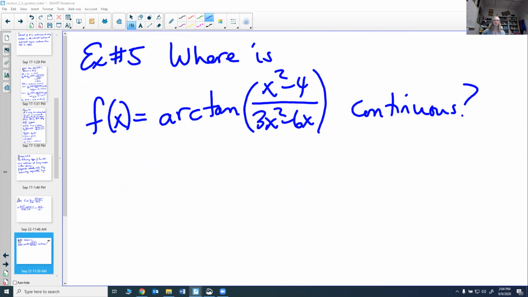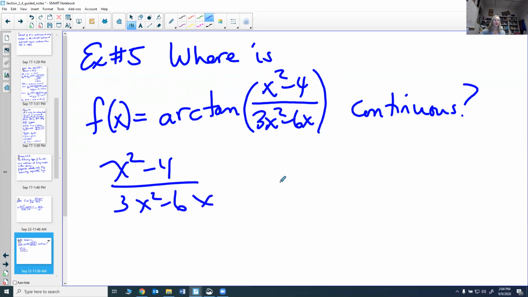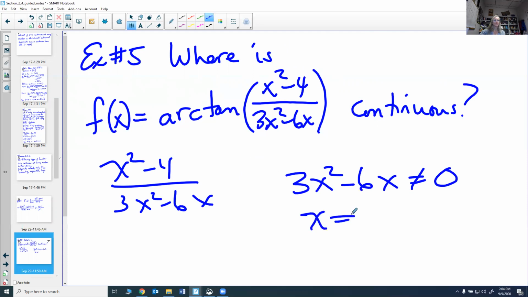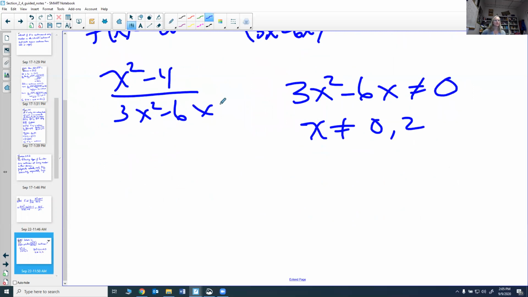Let's do another example of this. Let's find where the arctangent of x squared minus 4 over 3x squared minus 6x is continuous. So the first thing we need to look at is what is the domain of this? So let's look at x squared minus 4 over 3x squared minus 6x. That is continuous wherever your denominator is not 0. So find out where that's not 0. And that's not 0 when x is not 0 or 2.